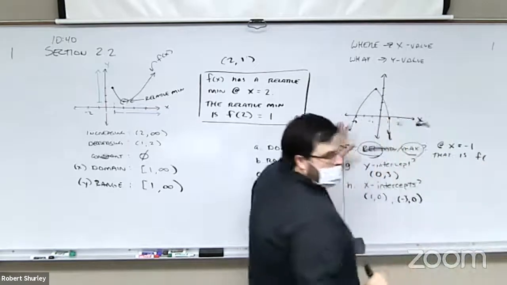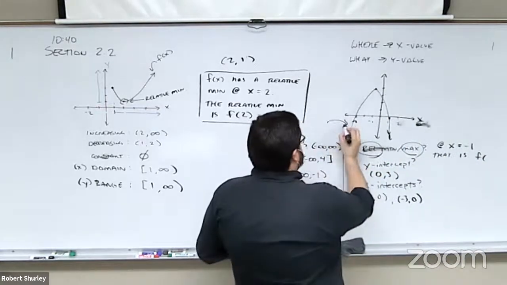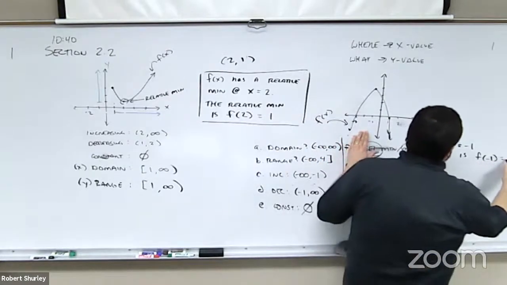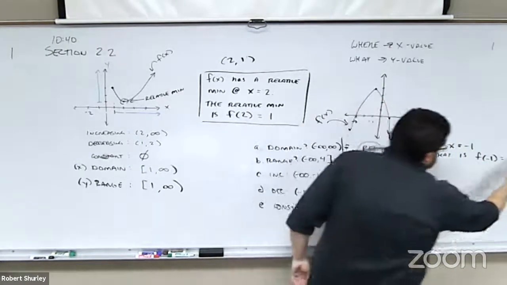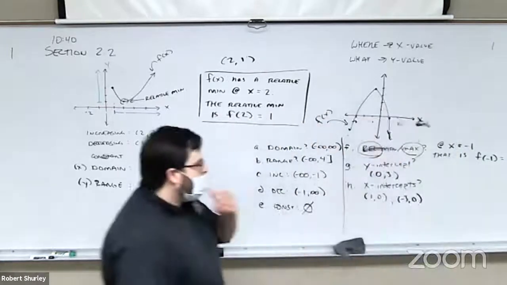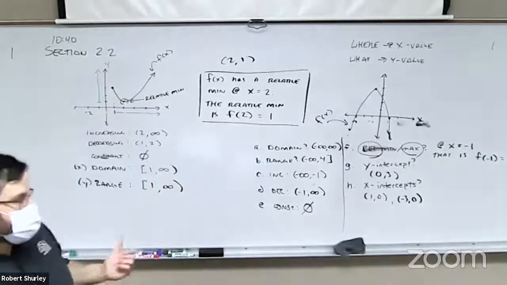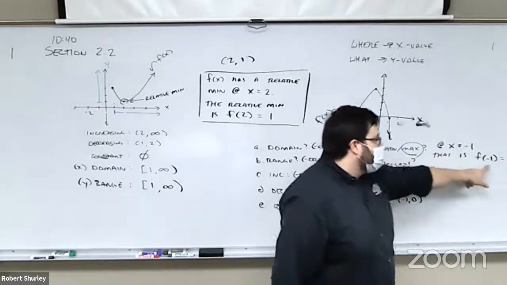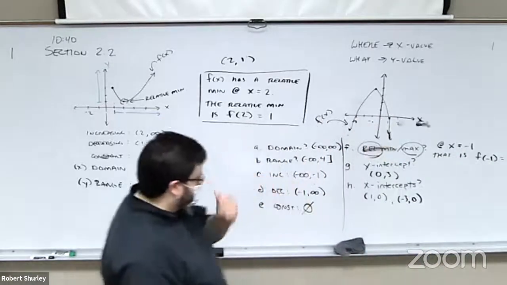and now I didn't say this was f of x, but let's just say it's f of x. F of -1 equals, and it peaks at 4. We knew that from the range, right? It peaked at 4. So we've got a relative max at x equals -1 that is f of -1 equals 4.